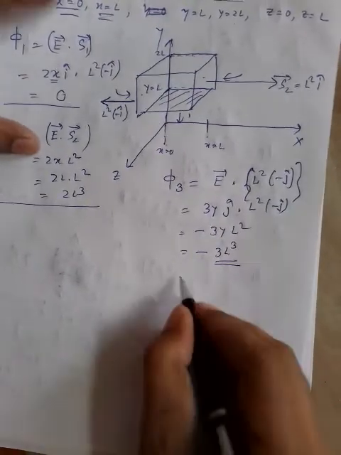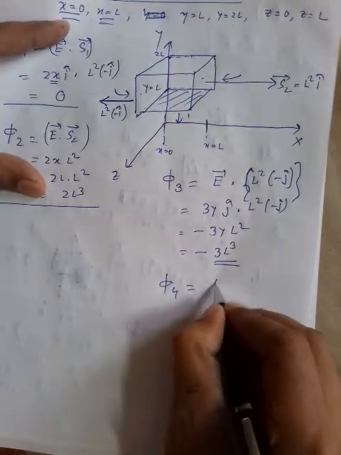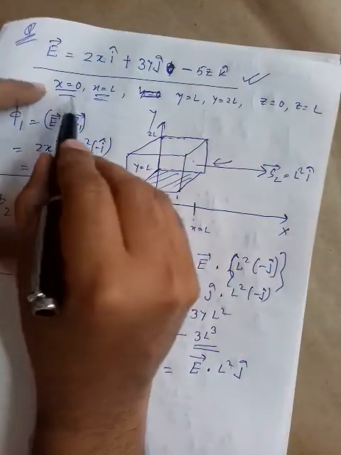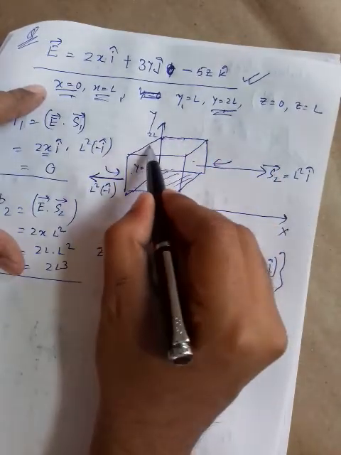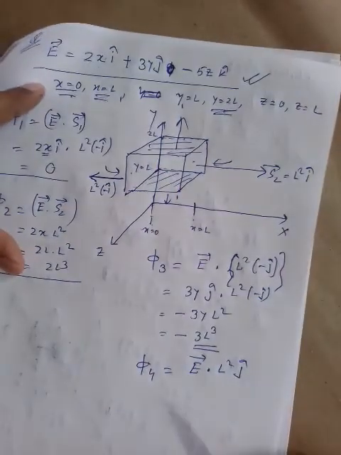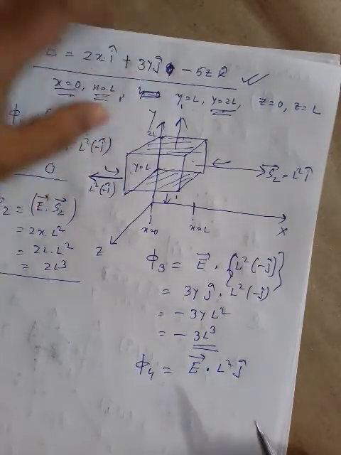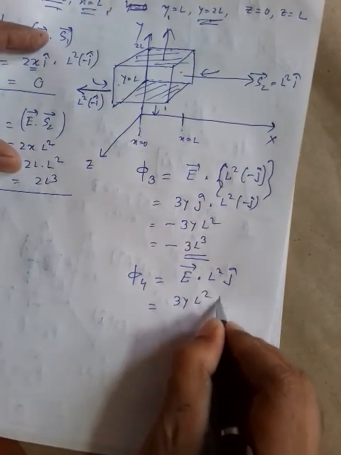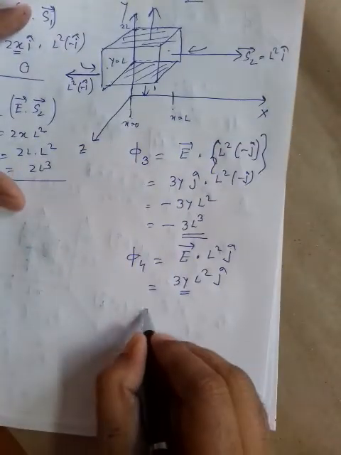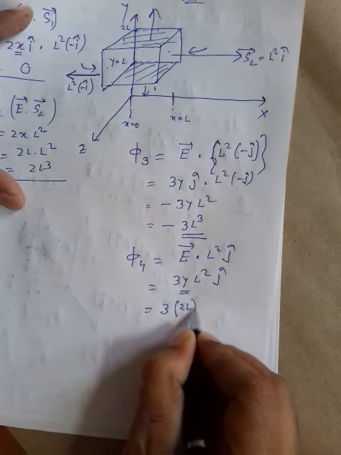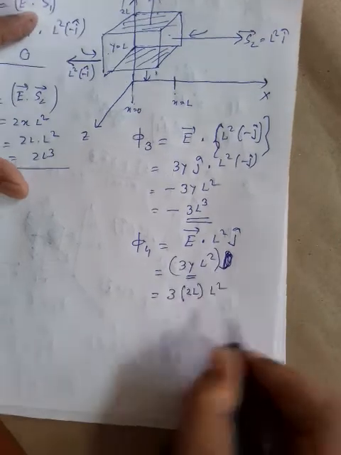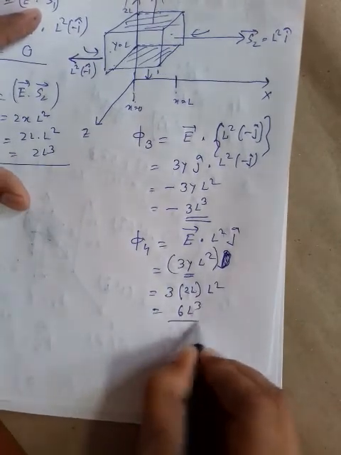I have no difficulty in that. Flux in the fourth surface I am going to write. Flux in the fourth surface is E dot L square j cap. Fourth surface meaning in the question, first, second, third, fourth. y equal to 2L, meaning I am looking at this surface. On this surface, the area will be in the outward direction. From here outward. That is why j cap, along the y axis. If you write it, it is 3y L square j cap. But y for this second surface is 2L. Be careful. 3y is 2L into L square. This j dot j cancels, so it is 6L cube.